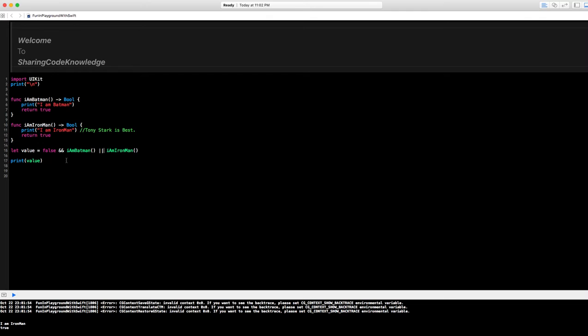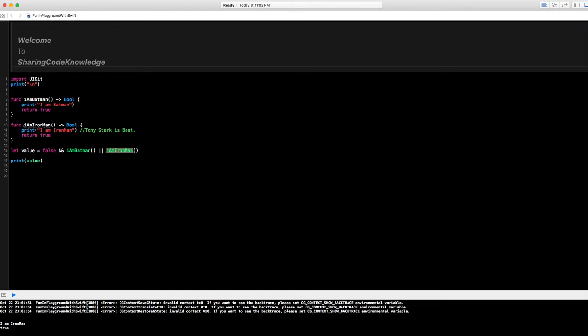Something is wrong or something is weird over here, right? First this is false, then this is "I am Batman", then suddenly it prints "I am Iron Man" and the overall value is true. Now you will be surprised why "I am Iron Man" got called. According to what we were experiencing till now, this is weird, right? So let's find out why.